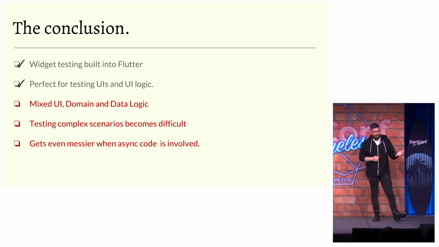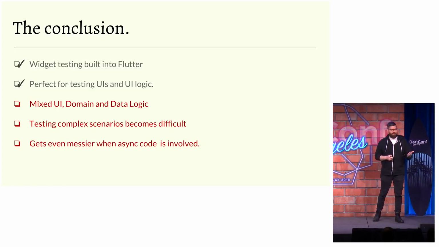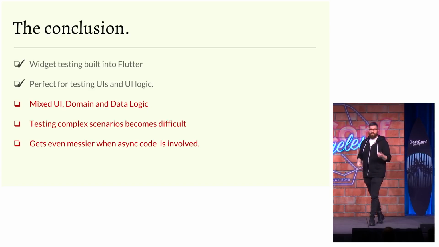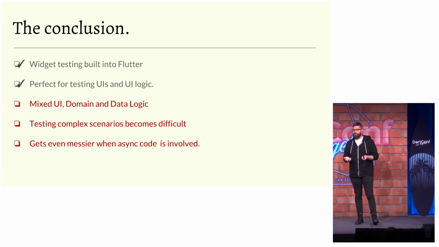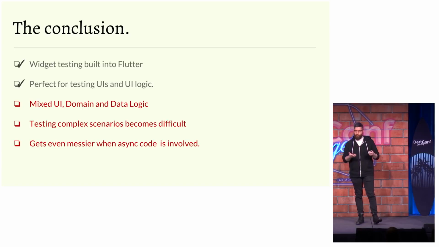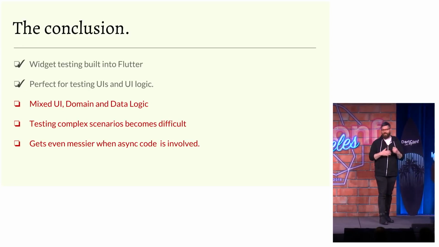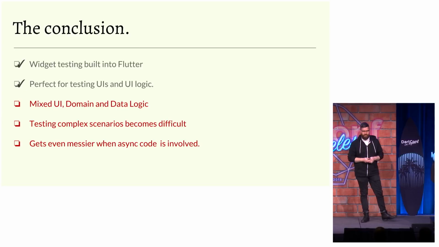And so the other thing is that if you're testing complex scenarios, this is almost impossible, right? Say you're doing some sort of interesting list transformations or something like that. To be able to test it with the widget tester would be really difficult. And it becomes even messier when async code is involved. The reason is that the testWidgets function does some interesting stuff to override the way async works in Dart, which makes it work really well for widget tests, but it makes it a lot more complex if you're dealing with databases or APIs.